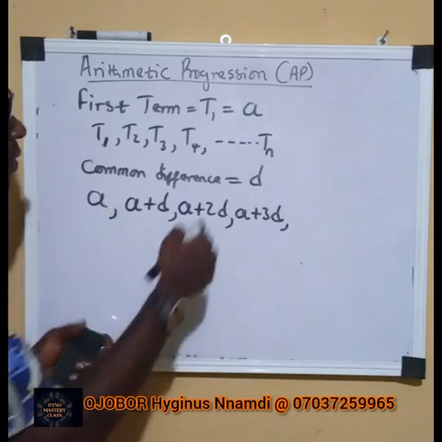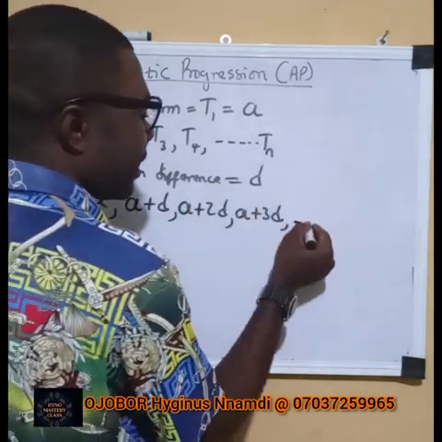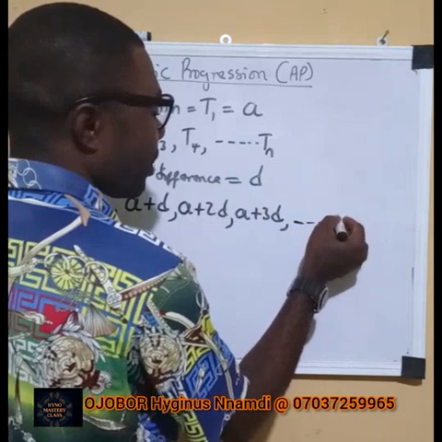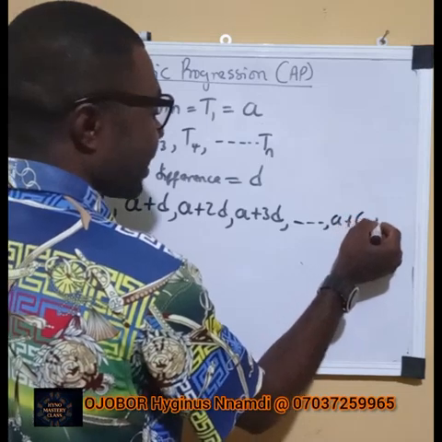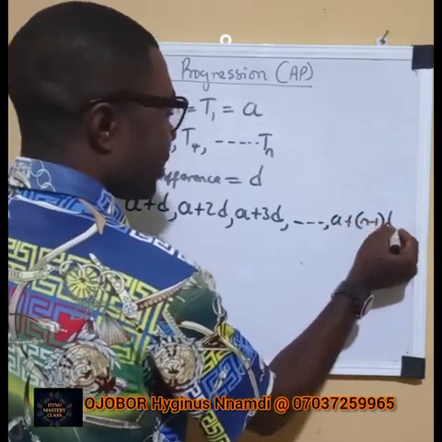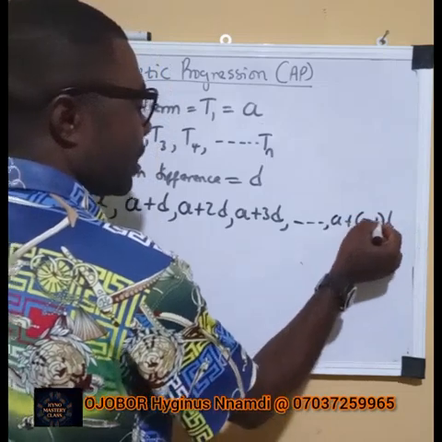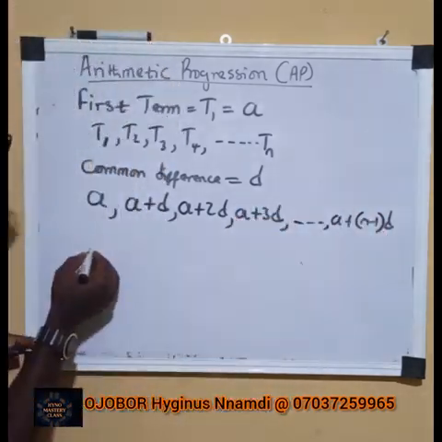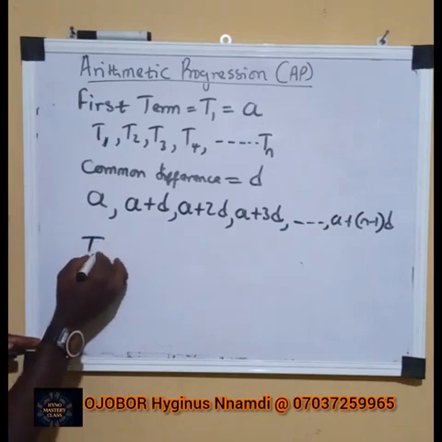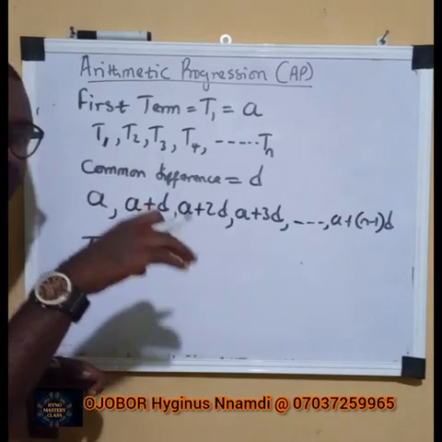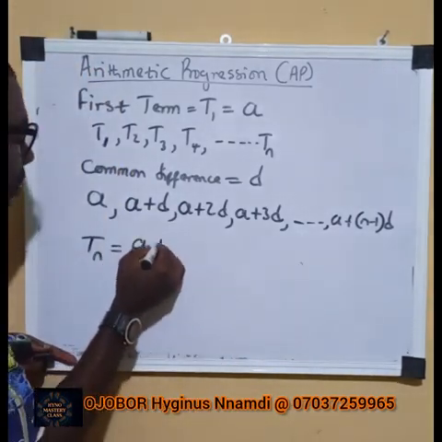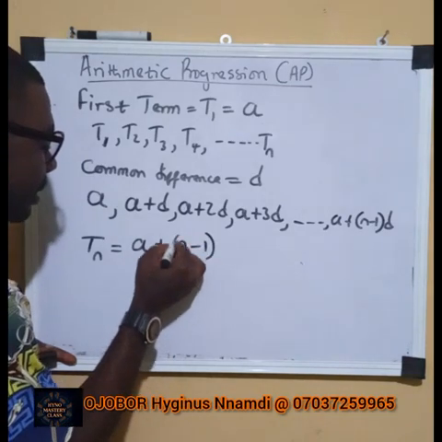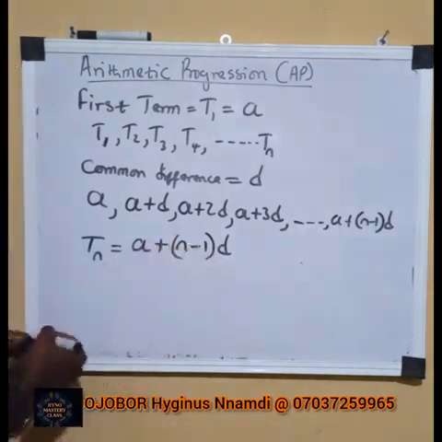So if this is n, then the coefficient of D is going to be 1 less than n. That implies that the general formula for determining a particular term in an arithmetic progression is A plus (n minus 1)D. N minus 1 is the coefficient of D.